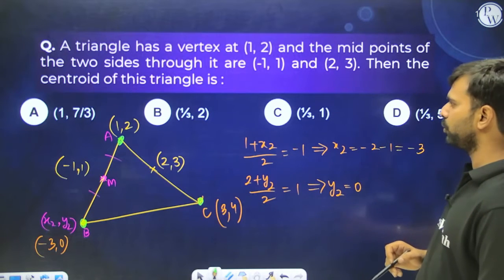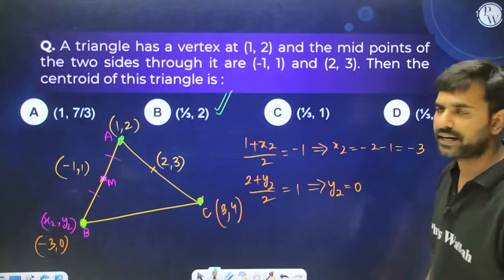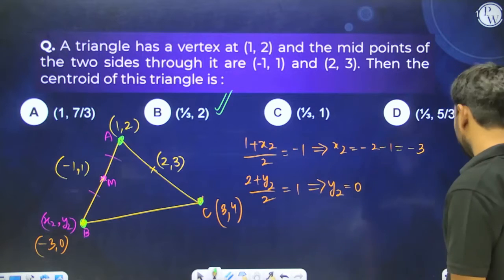1 by 3, 2, any option? Yes, B for Bombay. So this is the correct answer. I hope you guys are clear with this particular question.